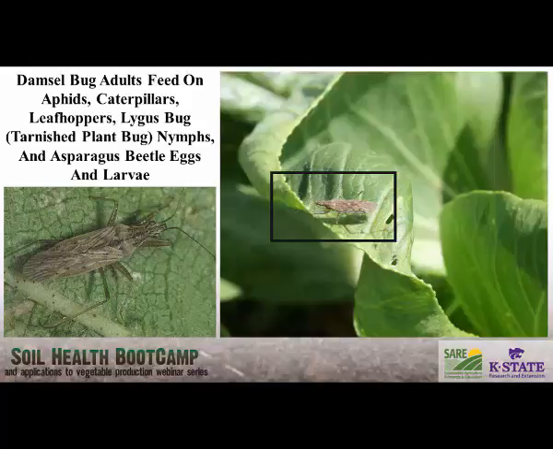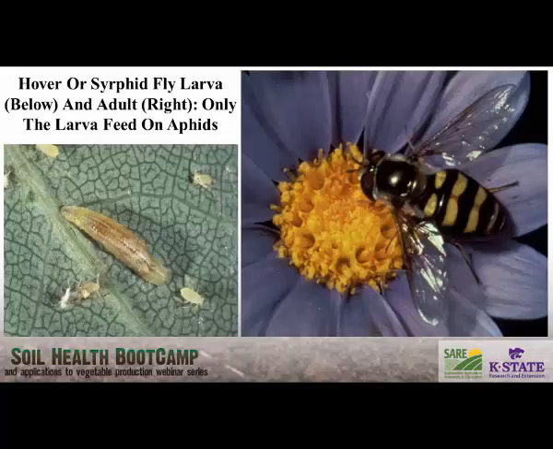Damselbug adults, as shown in this image, feed on a variety of insect pests including aphids, caterpillars, leafhoppers, lygus bug or tarnished plant bug nymphs, and asparagus beetle eggs and larvae. This image shows both a larva and adult hoverfly. Similar to green lacewing, only the larva is predaceous, feeding primarily on aphids. The adults do not directly feed, but require certain flowering plants that provide pollen and nectar as a food source.